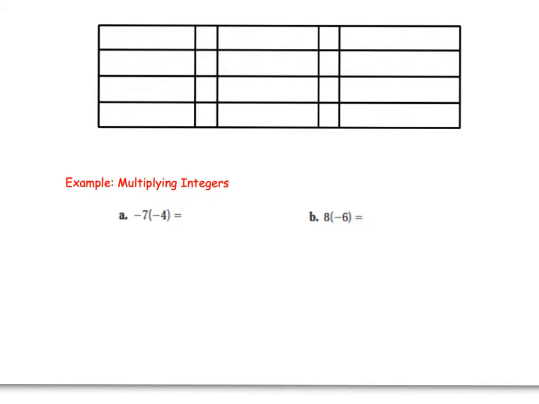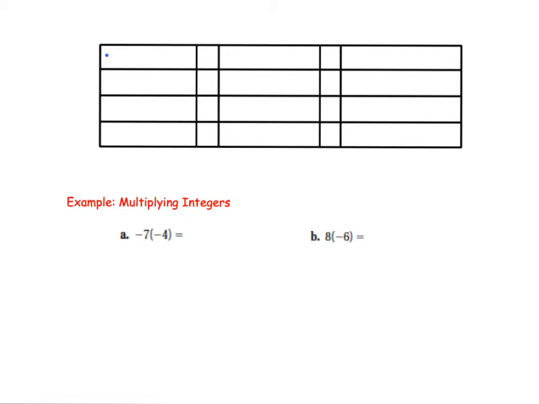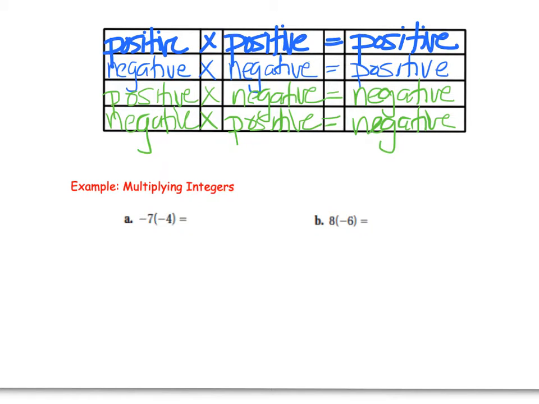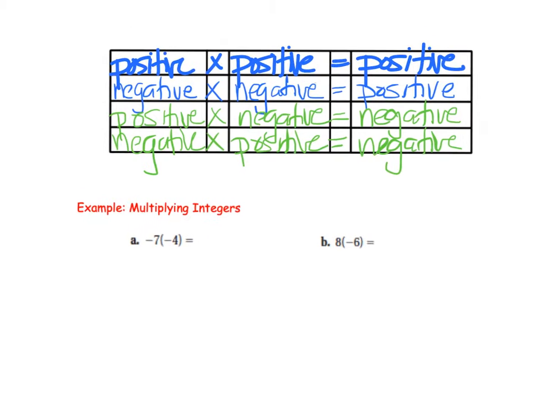Some students like to make a table. We might say something like, when you have a positive number times another positive number, that will equal a positive number. Fill out the rest of the table for the other 3 scenarios. And here's what your table would look like. Again, when your signs are the same, your answer will be positive, and when your signs are different, your answers will be negative.